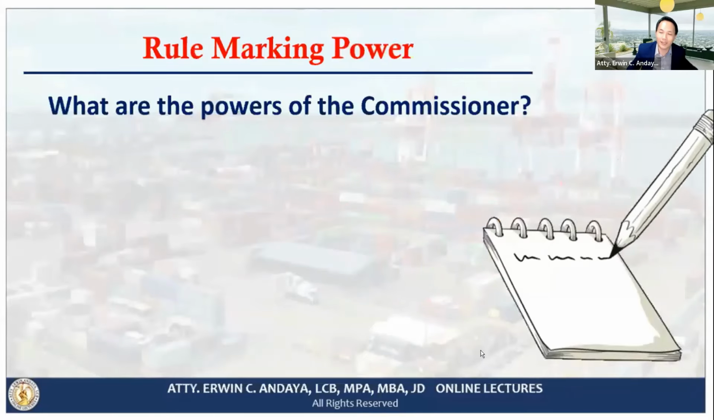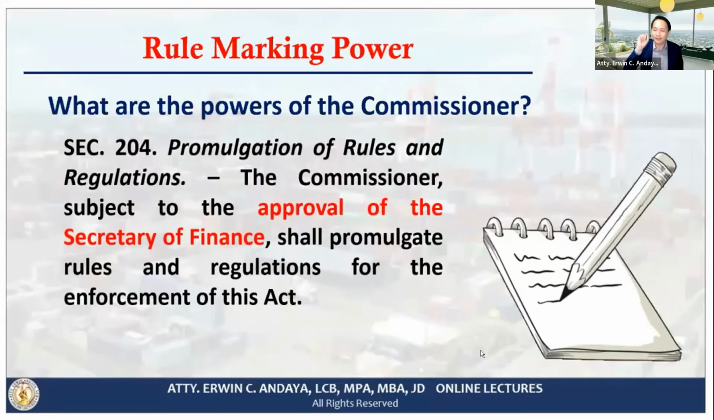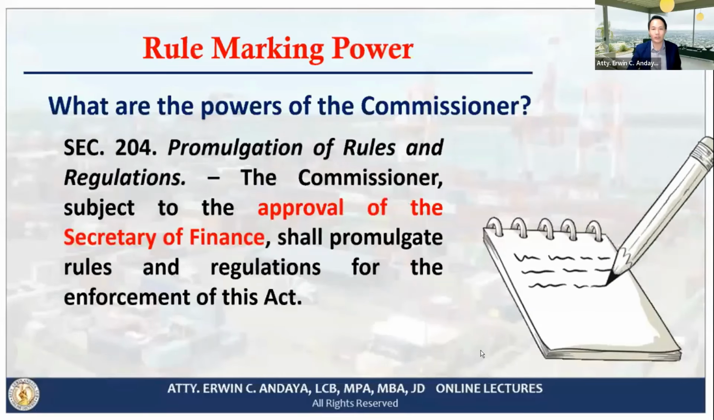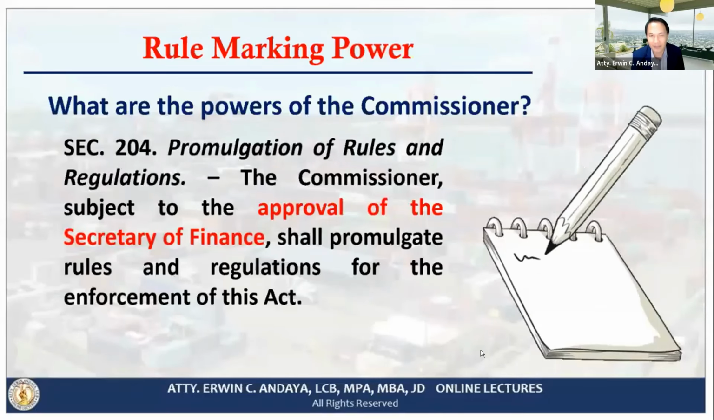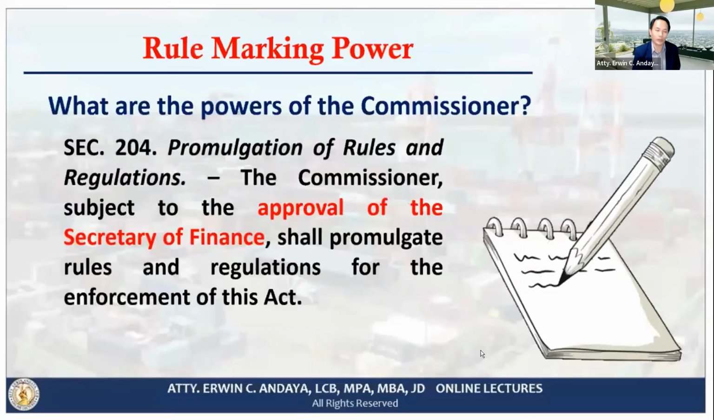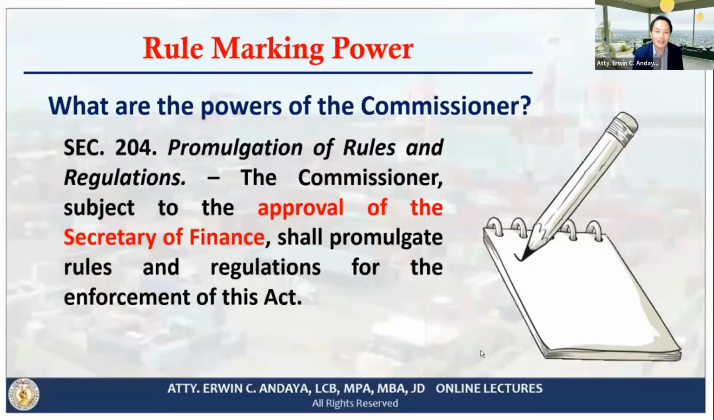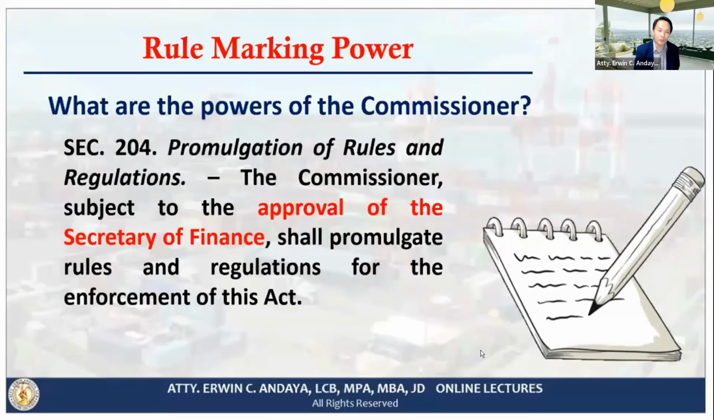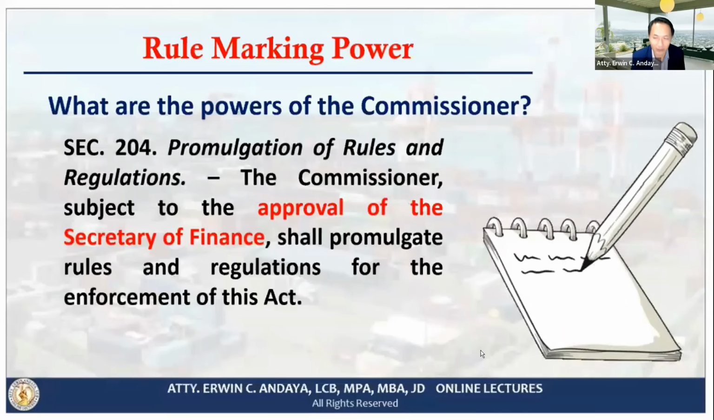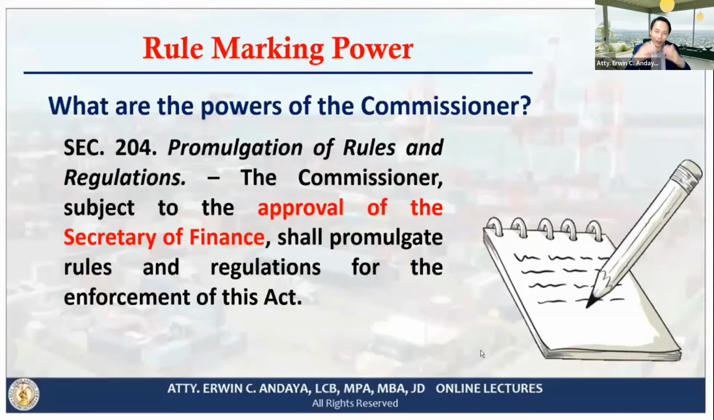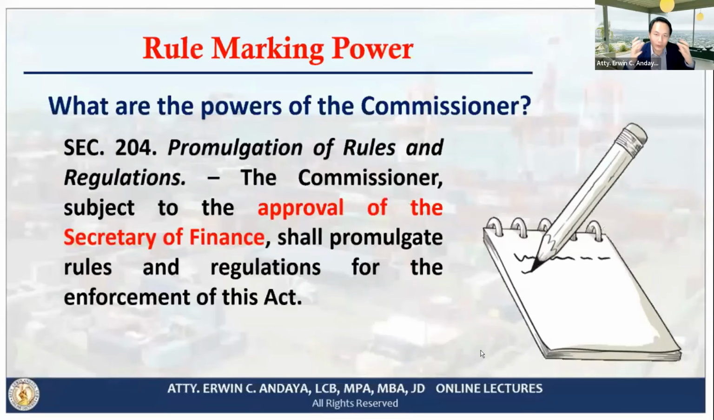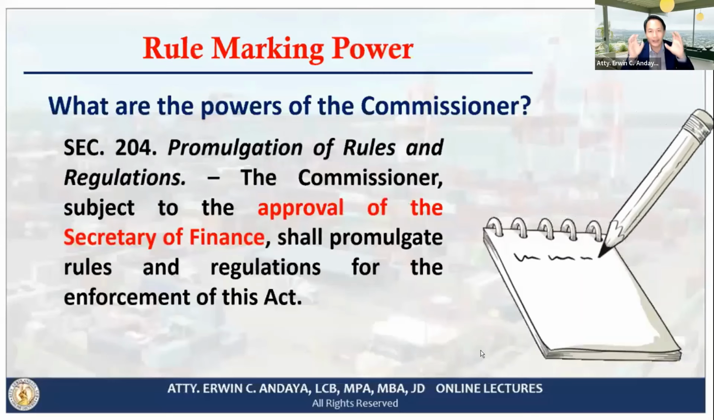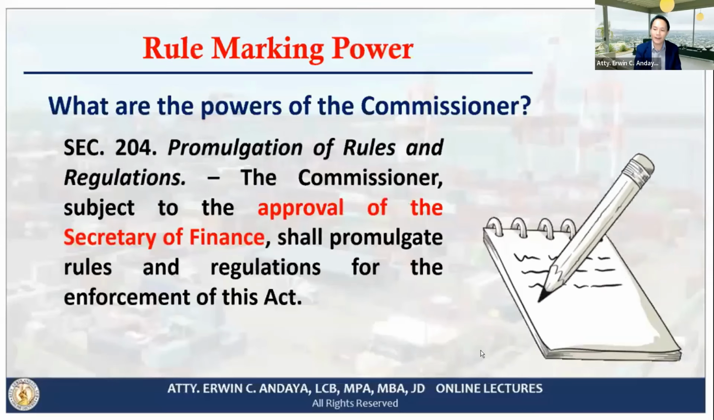Okay. Another power of the Commissioner is the power to issue rules and regulations. Ito yung rule-making power ni Commissioner of Customs. So the Commissioner, subject to the approval of the Secretary of Finance, shall promulgate rules and regulations for the enforcement of the CMTA. Can anyone tell me ano yung tawag doon sa mga rules and regulations na ini-issue ng Bureau of Customs? Anong tawag doon?